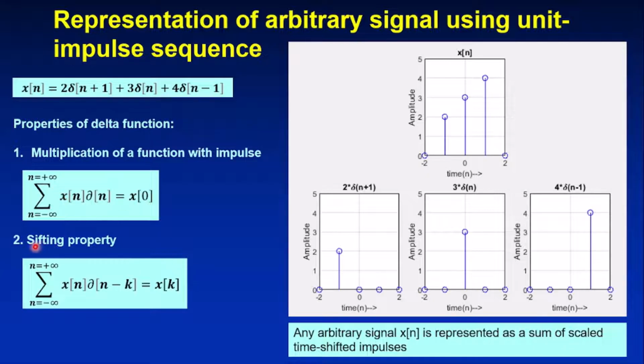And similarly, there is another property called the shifting property, where delta of n is shifted by k samples. Now again, this delta of n minus k will be equal to 1 only when n equals k. So when n equals k, this becomes x of k, so you end up getting x of k here. So to pick out the sample x of k, we can use the shifting property here.